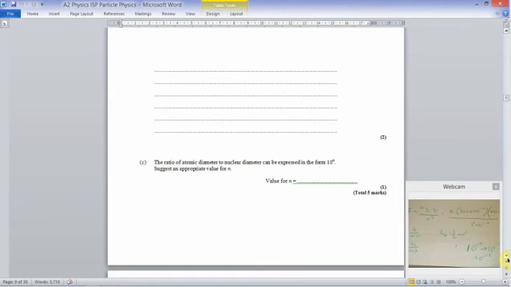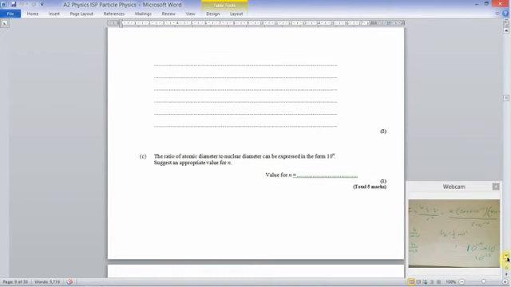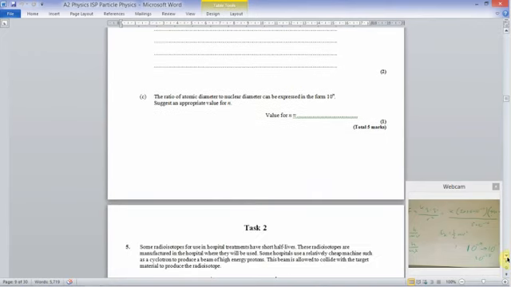So n would be any value 4, 5 or 6, and that would get you the marks. If you're at a minus because of the fact you've got it the other way around, that's fine as well. They accept that in the mark scheme. Okay, and that's everything for ISP task 1.